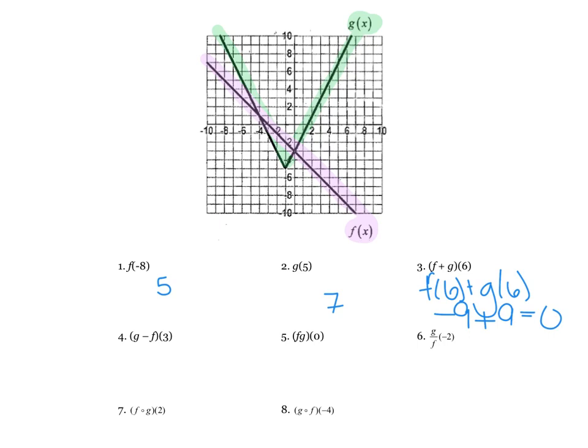All right, so let's do g minus f of 3. So that's g of 3 minus f of 3. So g of 3, that is the green function. So here's 3. That's going to be 3 minus a -6. And that gives me 9. All right.